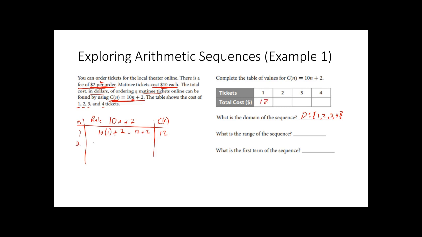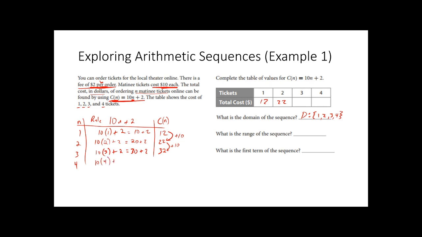You can do the same thing here with 2 tickets. We use the same rule for substitution, just like we did with functions. And we have 20 plus 2, which is 22. So notice how I'm just going through here. Now, if you haven't noticed already, tickets cost what? $10 a piece. So it's no surprise that our difference here between the ticket costs is $10. If you want to double check, we can keep doing this algebra, which is totally fine and practical. And it looks like our assumption is holding true.